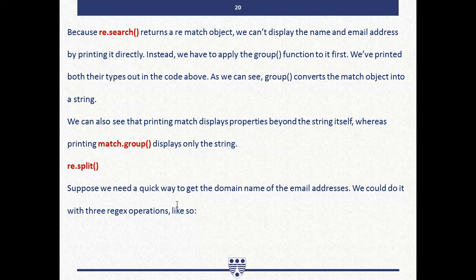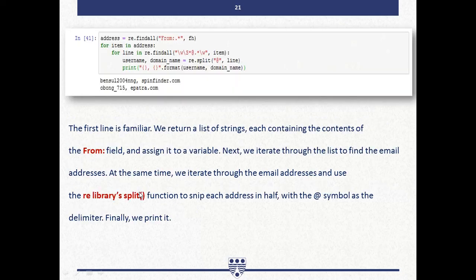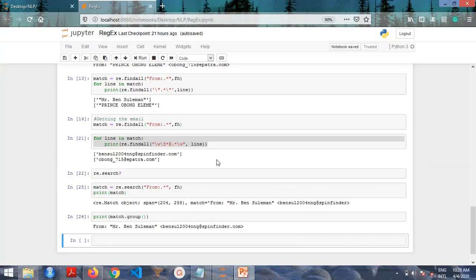So the next one we look at is how to use the split function. Look at this simple example here. Suppose we need a quick way to get the domain name of the email addresses. We could do that using a regular expression operation, which is re.split. So let's go back to our notebook and see how to implement that.